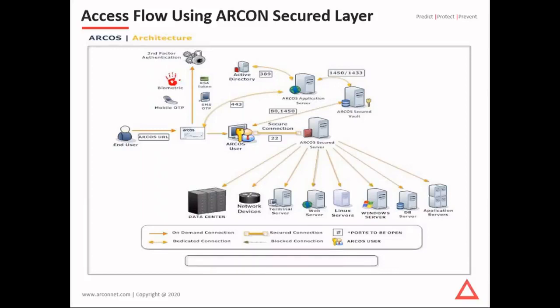So once the user logs in to the Arcon PAM console, from there he could connect to the target devices using a secure gateway server. Now, this is a Linux server. We require port 22 open from the end user machine to the secure gateway so that whatever target devices or assets I'm connecting to, be it a network device, my firewall, my databases, or my business applications, whatever ports I need to keep open, I need to keep open on my secure gateway server, not on my end user machine.